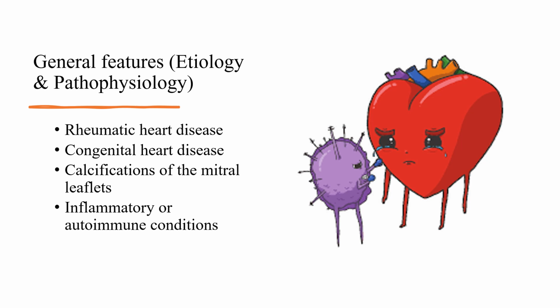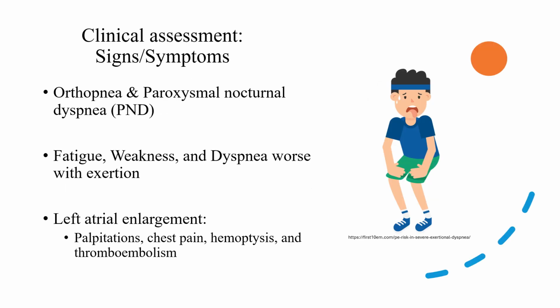Another cause is congenital heart disease, calcifications of the mitral leaflet, and this usually occurs with old age, and inflammatory or autoimmune conditions like malignant carcinoid syndrome, lupus, and rheumatoid arthritis. So you may be thinking, what are some signs and symptoms of mitral stenosis? Well, symptoms usually arise later in life. In the case of rheumatic heart disease, it's usually 20 to 40 years after the episode of rheumatic fever.